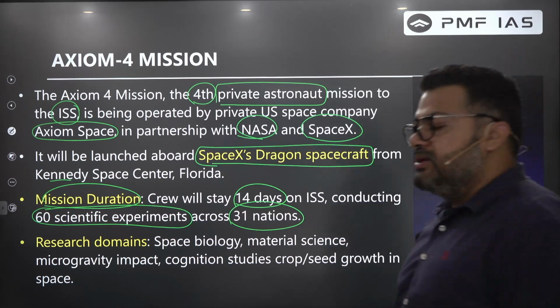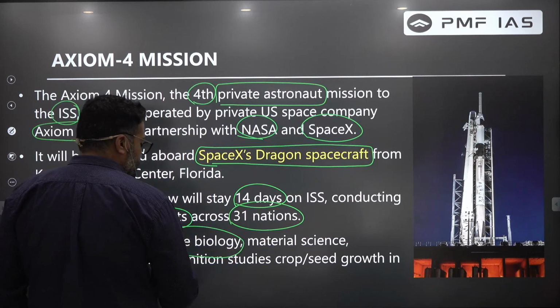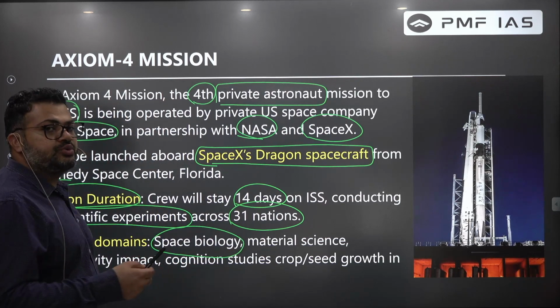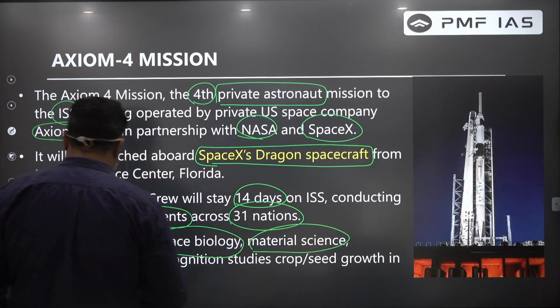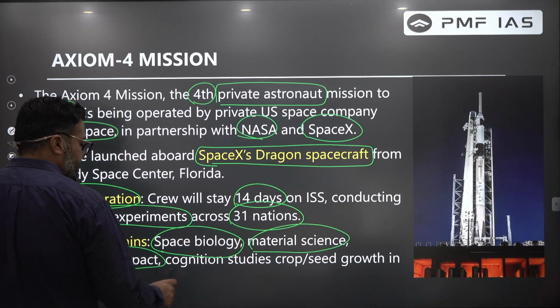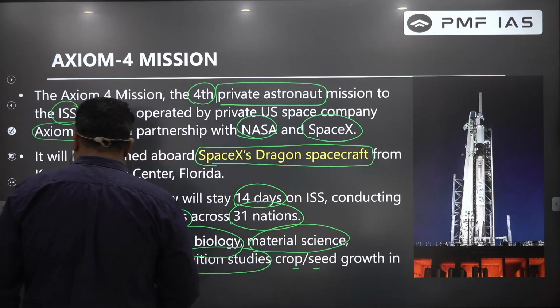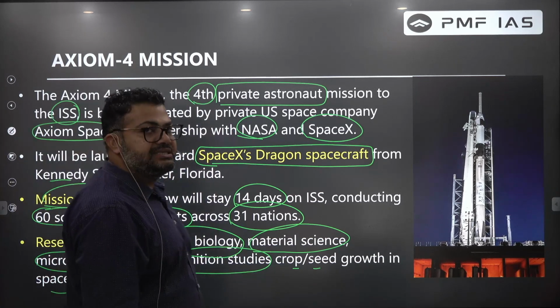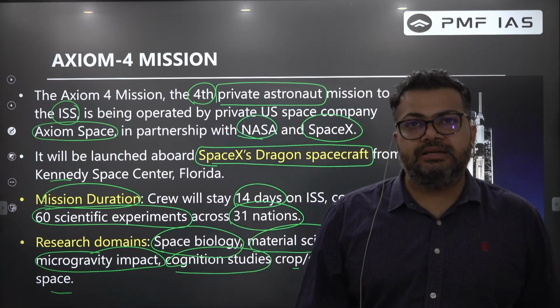The major domains of these experiments are: they will conduct experiments on space biology, which is also known as astrobiology, material science, microgravity, and cognition studies, and crop seed growth in space, right? These are the 4 domains where they are going to be working. I hope all of you understand.